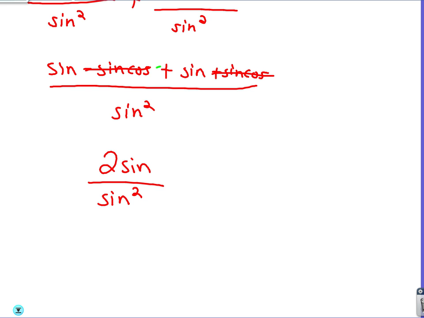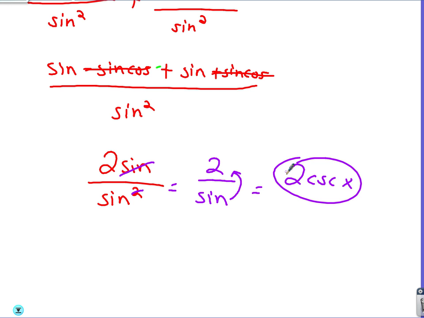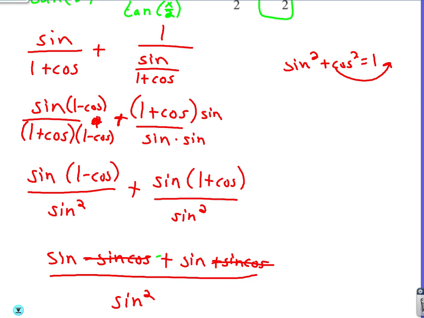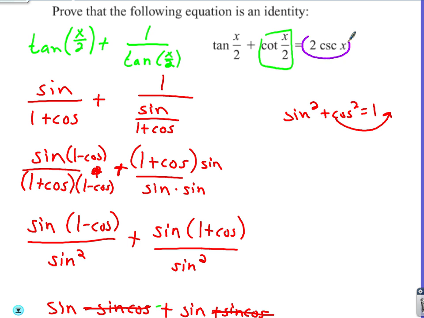The sine that I have on top cancels with one of them on bottom, which leaves me with 2 over sine. How do I bring sine from the bottom to the top? Turn it into cosecant. Go back up, try to see what you're trying to prove. We're trying to make it equal to 2 cosecant x. So there you go.